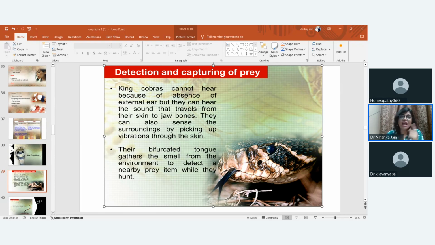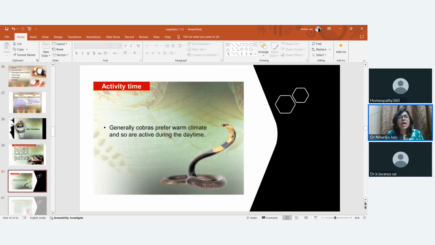I just tell ना कि आपको understood करना है कि वो अपने surrounding को कैसे observe करते हैं, because they don't have external ear. But definitely they have power, they have sensitivity, they observe the senses of around. And they can also sense the surrounding by picking up vibration through the skin. Their bifurcated tongues gather the smell from the environment to detect nearby prey items while they hunt. Activity time, generally cobra prefer warm climate, also they are active in a daytime.